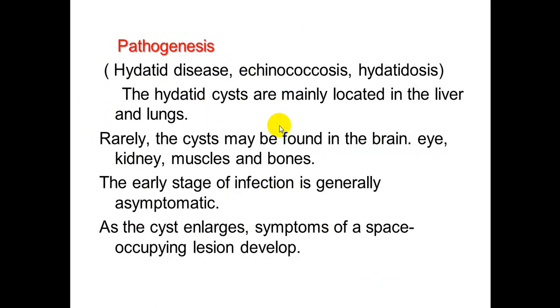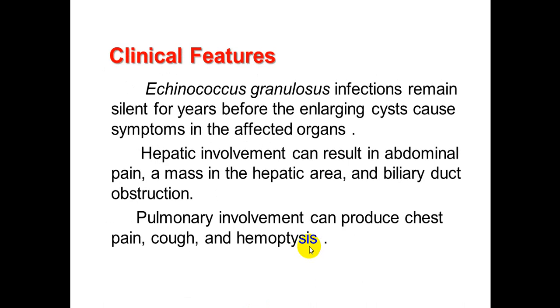Pathogenesis, hydatid disease, echinococcosis. The hydatid cysts are mainly located in the liver and lung. Rarely the cyst may be found in the brain, eye, kidney, muscle, and bone. The early stage of infection is generally asymptomatic. As the cyst enlarges, symptoms of a space-occupying lesion develop. Which means what? Which means headache, early morning vomiting, could be hypertension, and bradycardia.